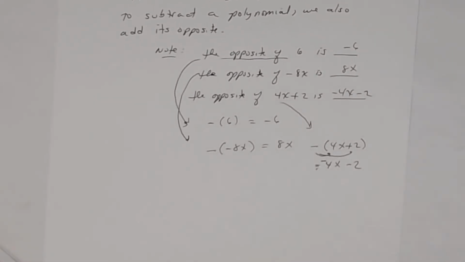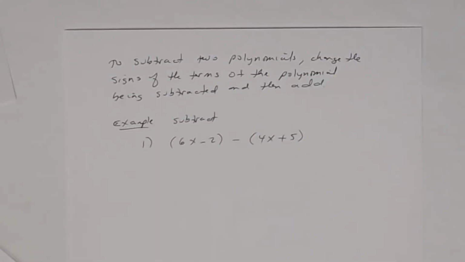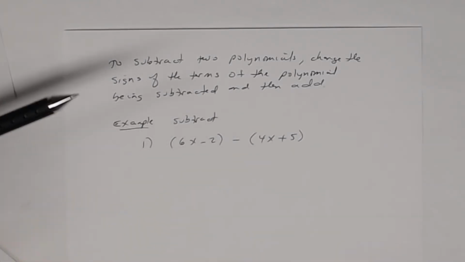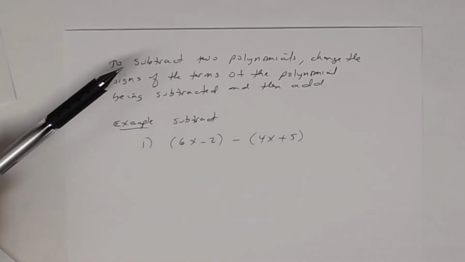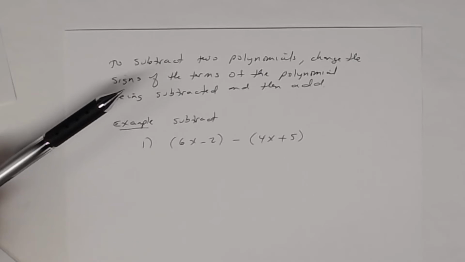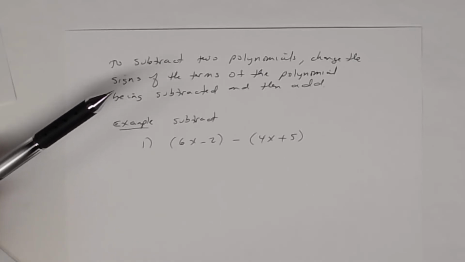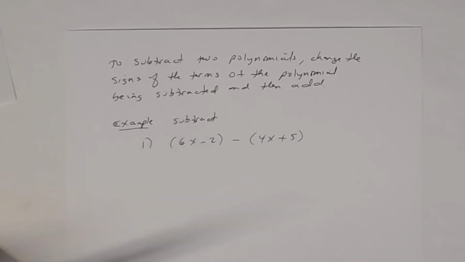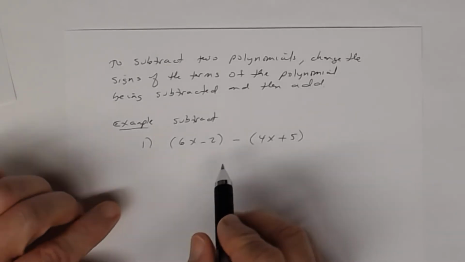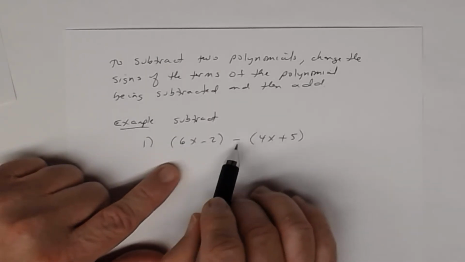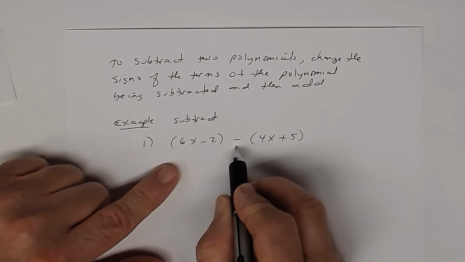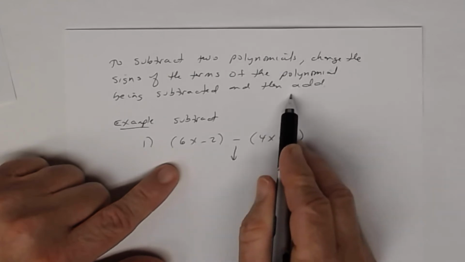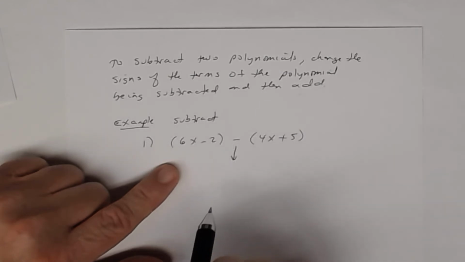Okay, so let's look at some examples. As we do these examples, we're going to remember this fact: we're adding the opposite. To subtract two polynomials, you change the signs of the terms of the polynomial being subtracted, and then we add. So we're going to add the opposite. You see I have subtraction. Now be careful, this is not addition, it's subtraction. So it's always a good idea to change the subtraction to addition.